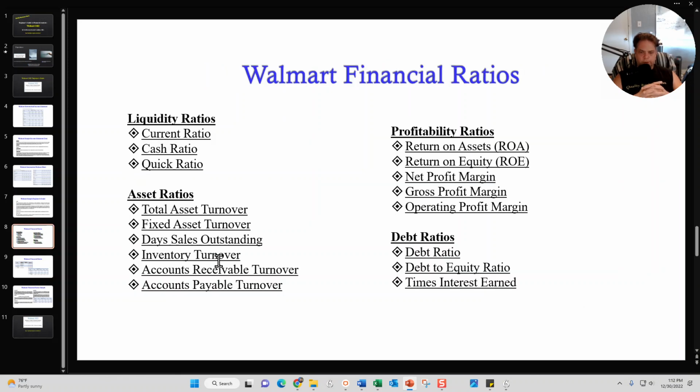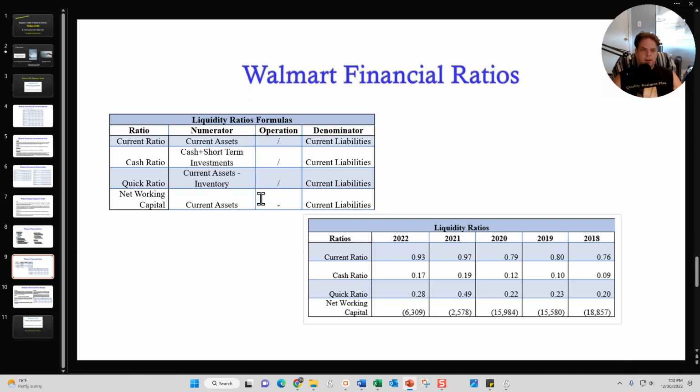The third and final category in my beginner's guide for financial analysis for Walmart 2022 is the financial ratio section. In this section, I identify important financial ratios and categorize them into 4 different sections: the liquidity ratios, asset ratios, profitability ratios, and debt ratios. For each one of the categories, I identify important or popular financial ratios that fall within that category. For example, liquidity ratios: current ratio, cash ratio, quick ratio, and net working capital. And then I provide you all with the formulas used to calculate that specific ratio.